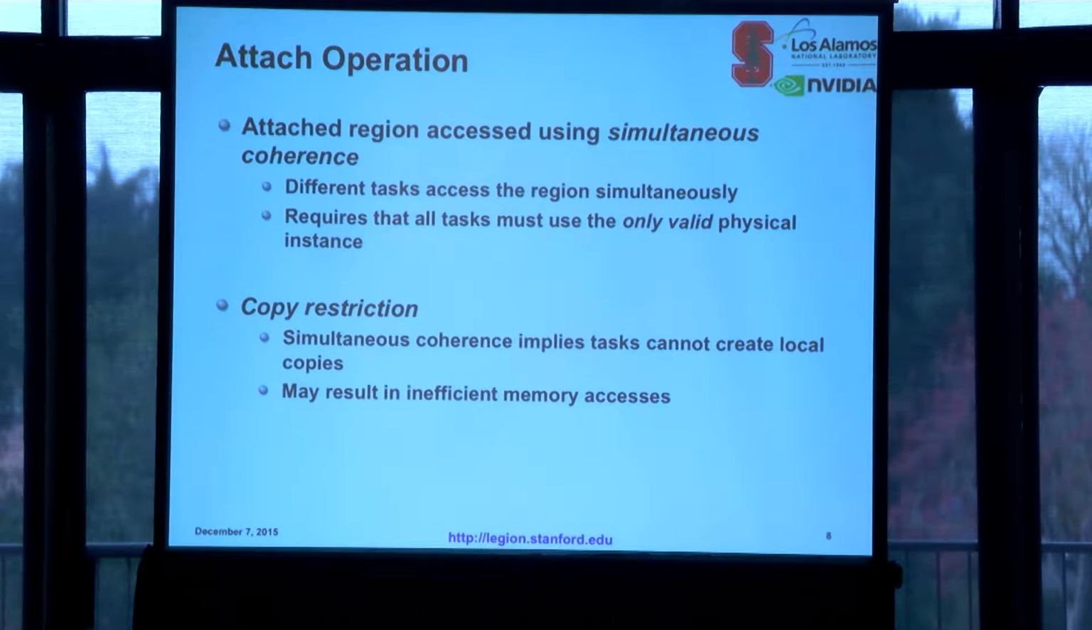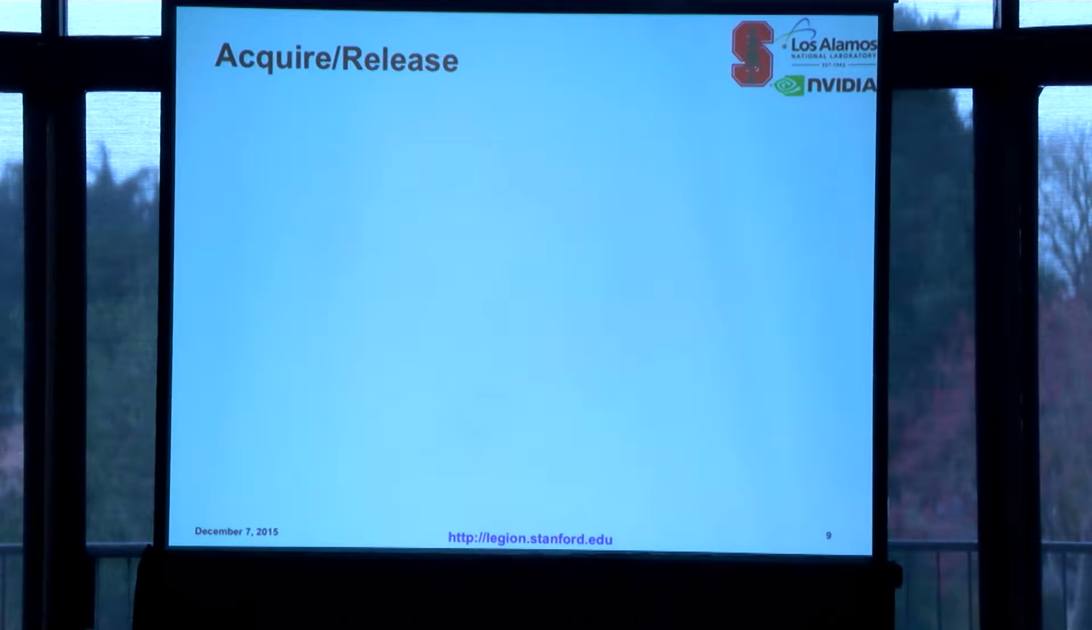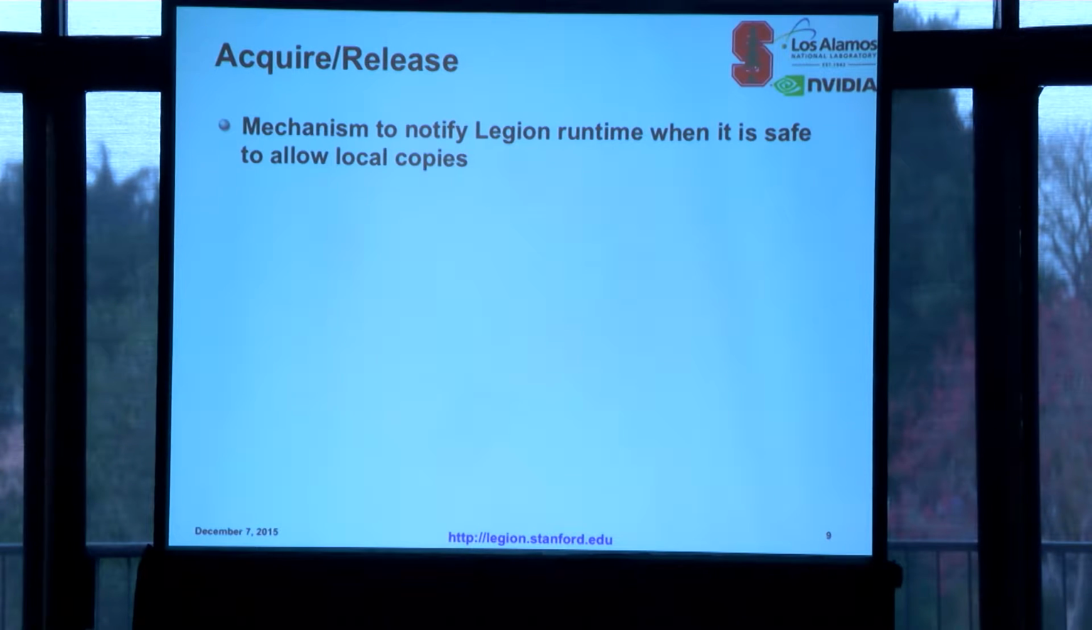For example, if you have attached some disk files to your logical regions, the copy restrictions mean that every task that accesses the external file needs to go to disk and fetch the files, which could result in very bad performance. To address this inefficiency, we provide the acquire and release operations. The acquire and release are semantics to notify the region runtime when it is safe to allow some local copies.